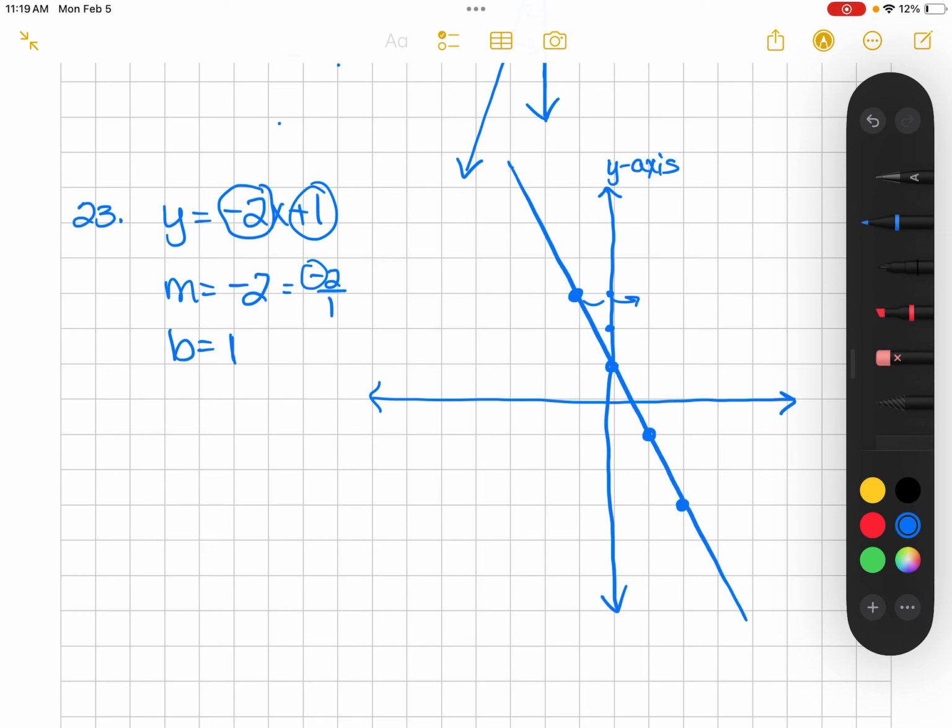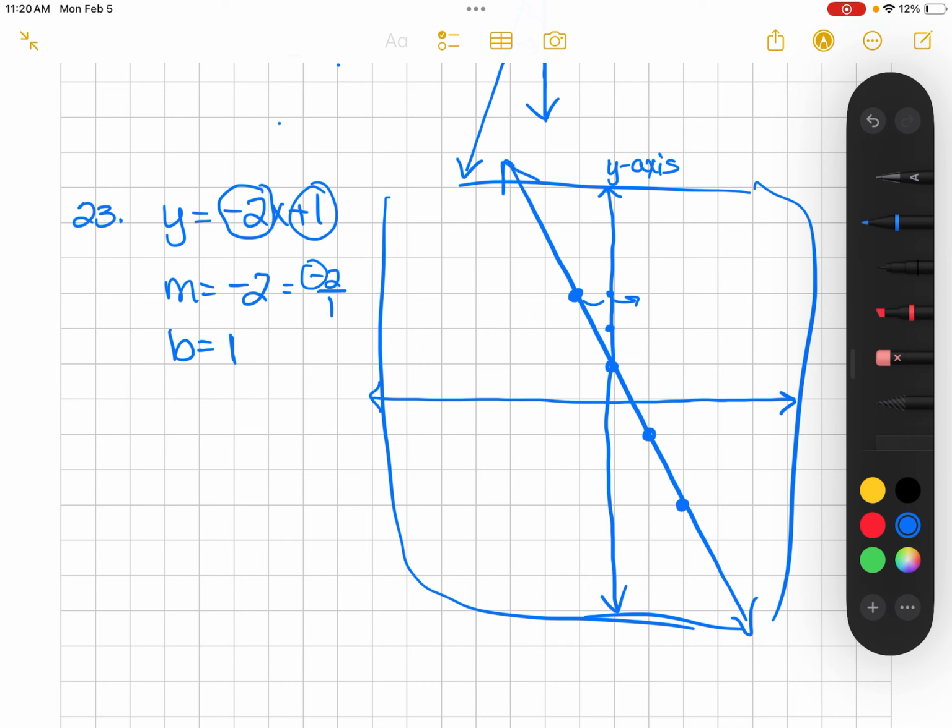I draw it all the way through my graph, right? It goes all the way through. So if this is my graph, my line goes all the way through the graph. It doesn't just stop. It doesn't go like this. Okay, you're going to get points taken off. Probably half your points taken off if you draw a line like that. So don't do that. Okay, you want it to go all the way through. And there's my graph for 23.